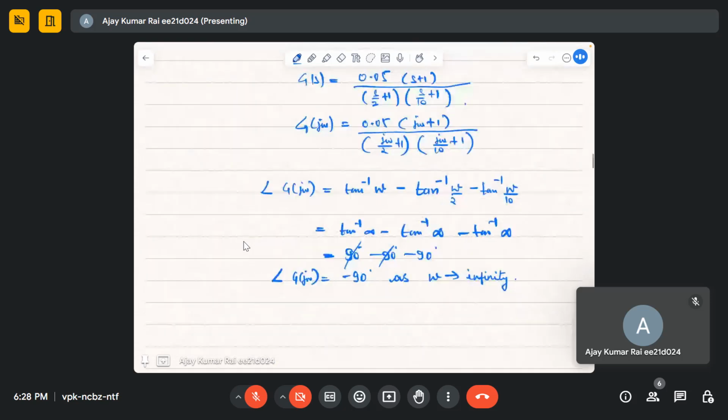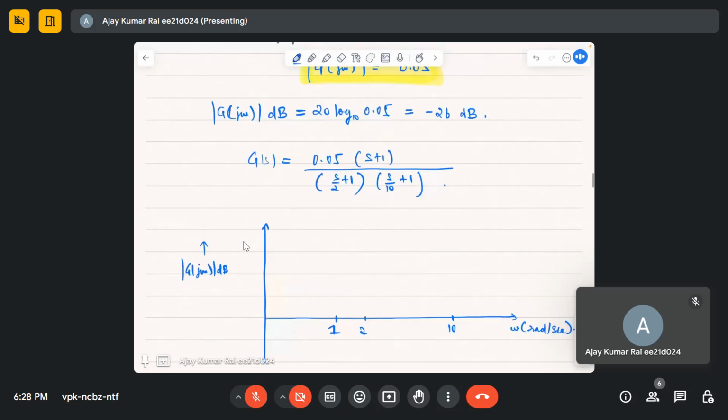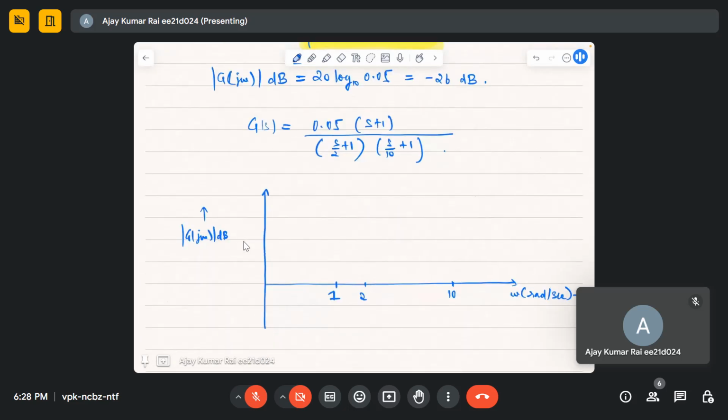Let me again confirm. Yes, s plus 1, s/2 plus 1 and s/10 plus 1. So we have to plot the magnitude plot. Below the corner frequencies, just remember what we have studied. What is the contribution for these types of components, T1 s plus 1 and 1 by (T2 s plus 1)? Below the corner frequencies, what is the effect?